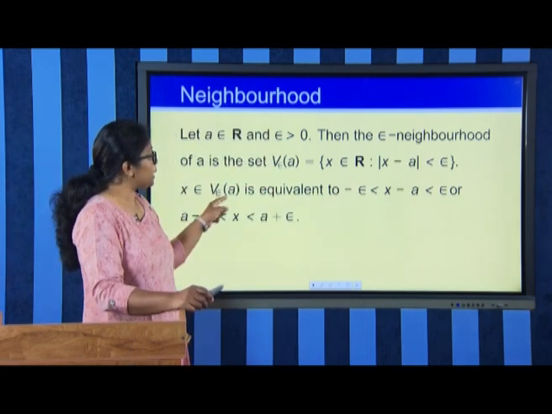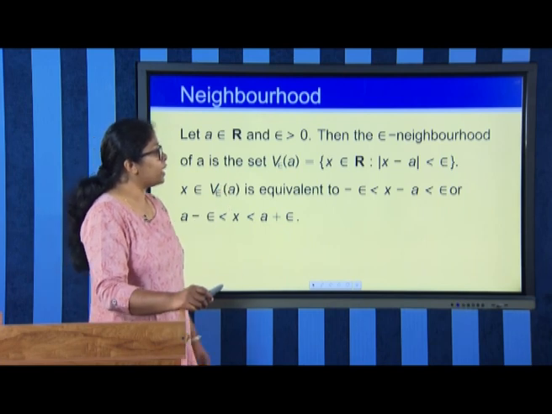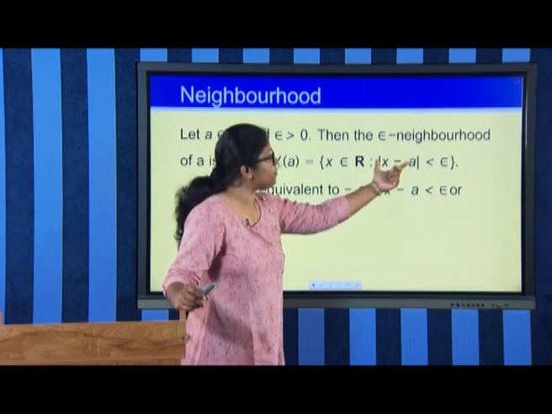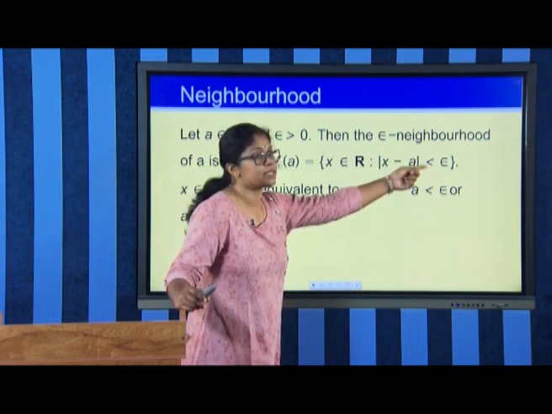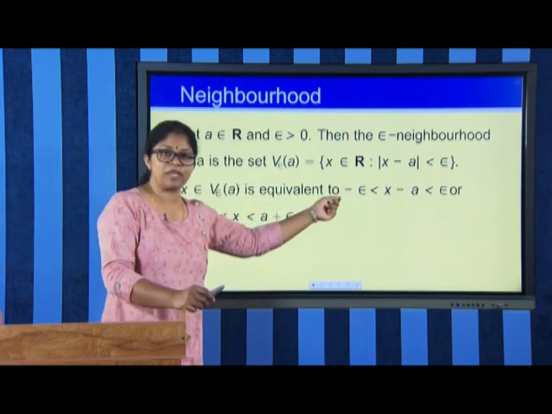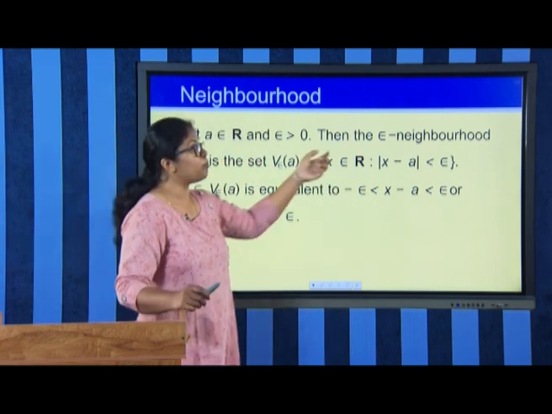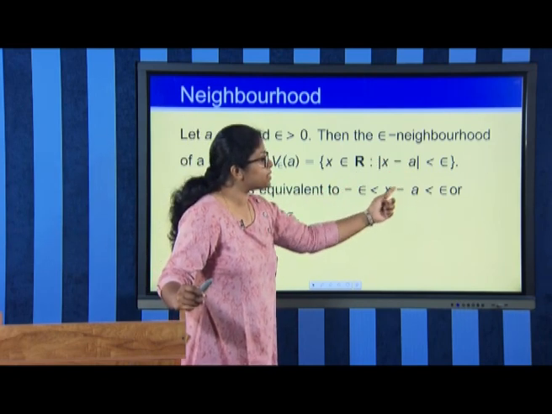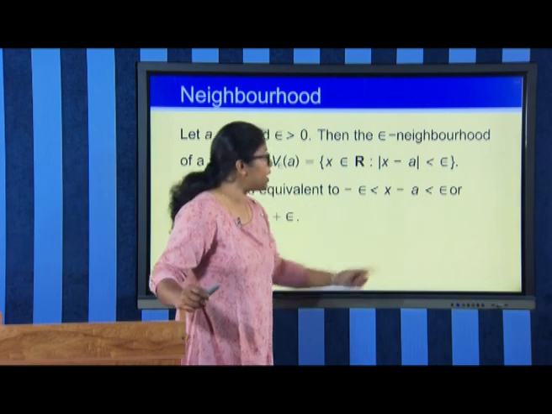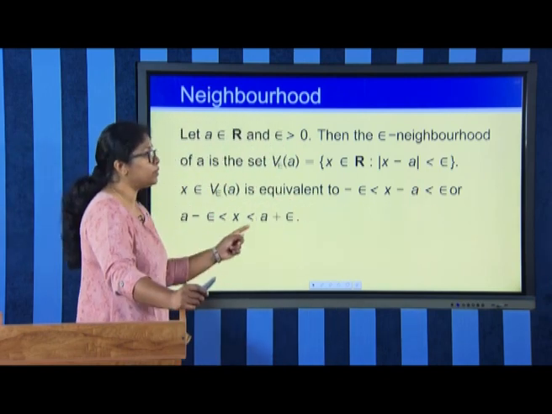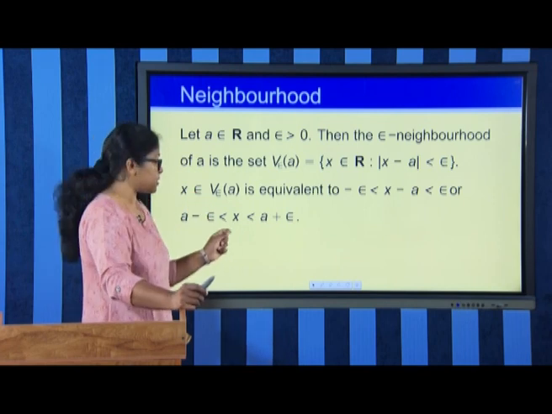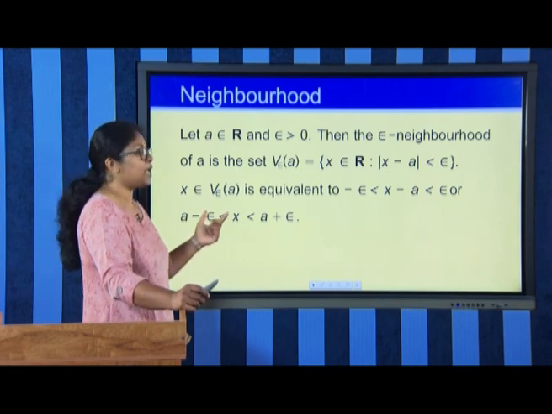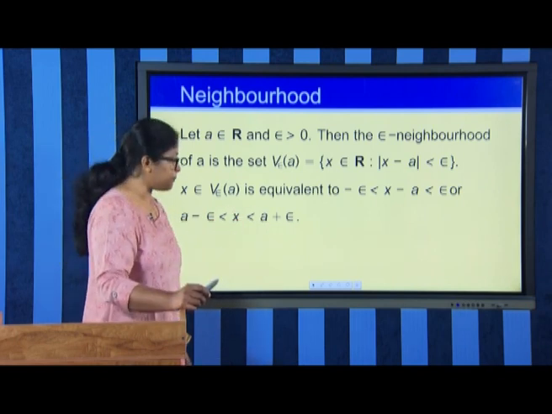and x belongs to V epsilon of A is equivalent to writing negative epsilon less than x minus A less than epsilon. Why? Because we have defined modulus of x minus A less than epsilon, applying the previous result that we were discussing, mod A less than or equal to C. We can expand it as negative epsilon less than x minus A less than epsilon, and so adding an A throughout, the set of all those values x which are in the epsilon neighborhood of A is nothing but A minus epsilon less than x less than A plus epsilon.